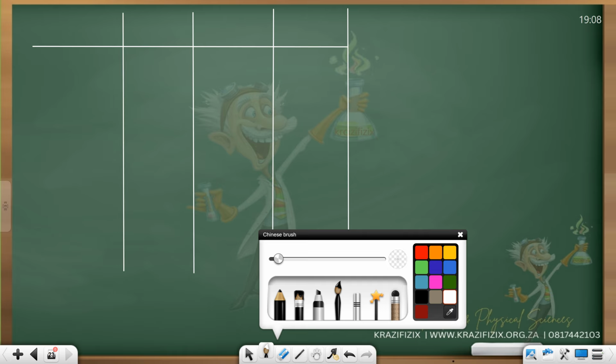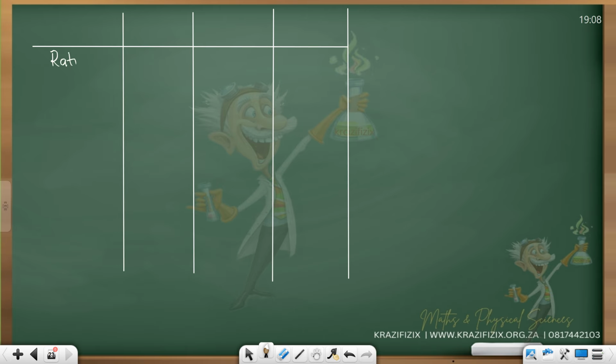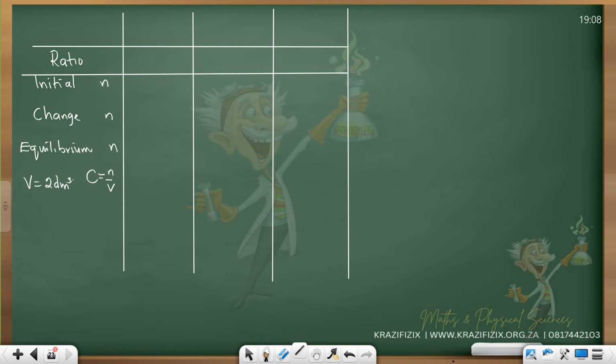Okay, what do we have? Ratio, initial number of moles, the change in the number of moles, equilibrium number of moles, and equilibrium concentration. And V equals 2 dm³. All right, so this is how I rule my lines.